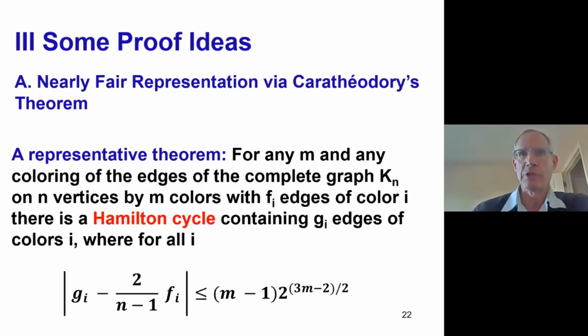So what would be a fair Hamilton cycle? A Hamilton cycle contains n edges. Out of the n choose 2 edges of the complete graph, we took a fraction of n over n choose 2, which is 2 over n minus 1.